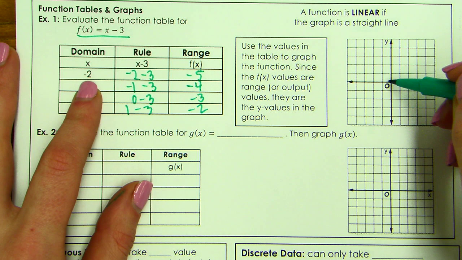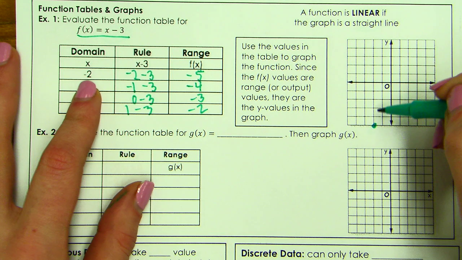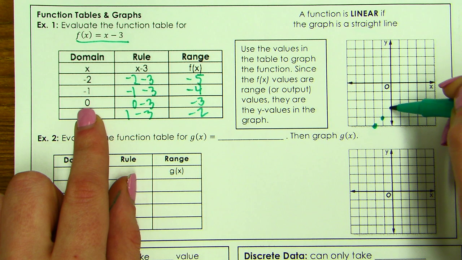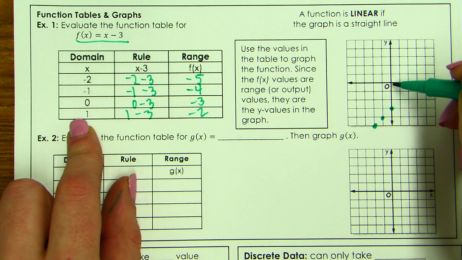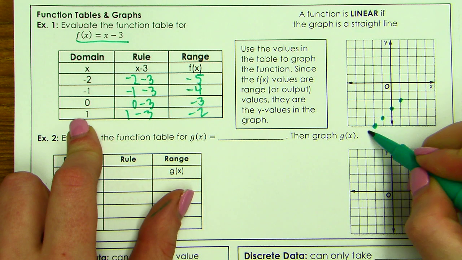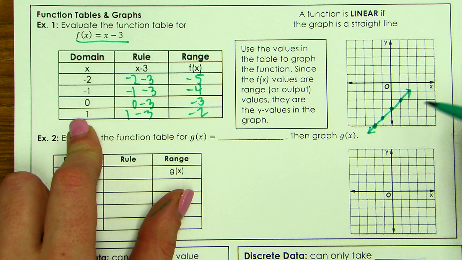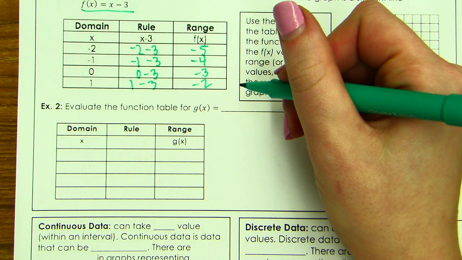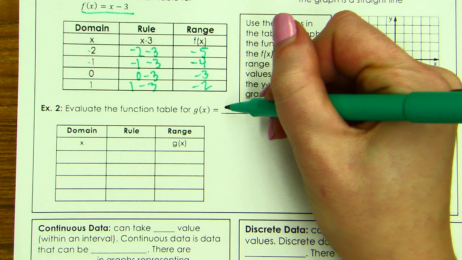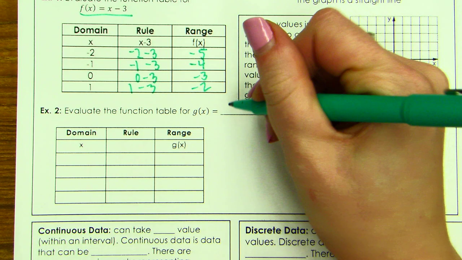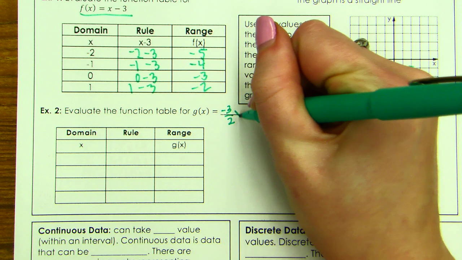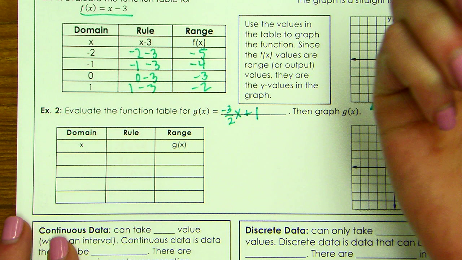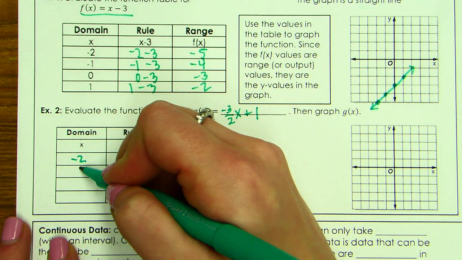So when x is -2, y is -5. When x is -1, y is -4. When x is 0, y is -3. When x is 1, y is -2. And then whenever we don't have a story problem, you always connect the dots and make a line. For the next one, let's do g of x equals -3/2 x plus 1. And I'm going to plug in this time -2, 0, 2, and 4.